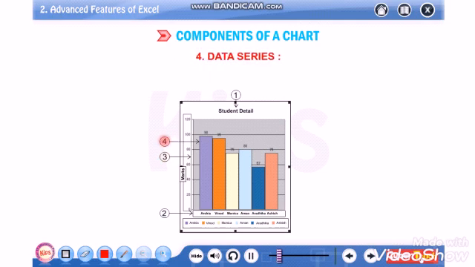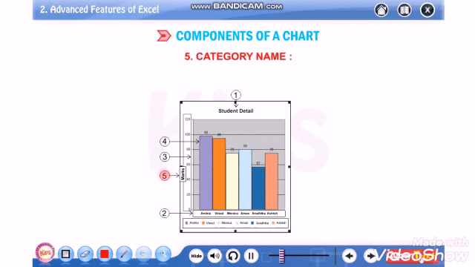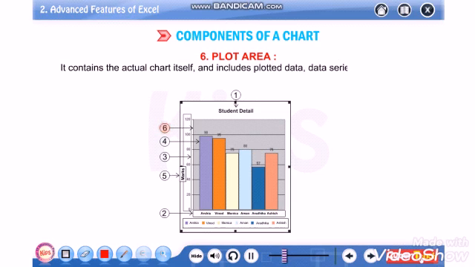Number 4. Data series. Data series are the bars, slices or other elements that show the data values. If there are multiple data series in the chart, each will have a different color or style. Number 5. Category name. Category names are the labels which are displayed on the x and y axis. Number 6. Plot area. Plot area is a window within the chart area. It contains the actual chart itself and includes plotted data, data series, category and value axis.